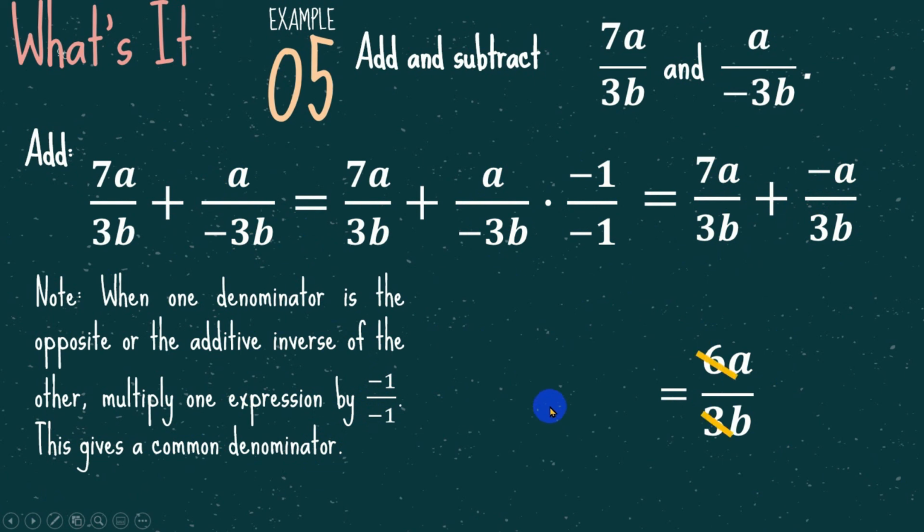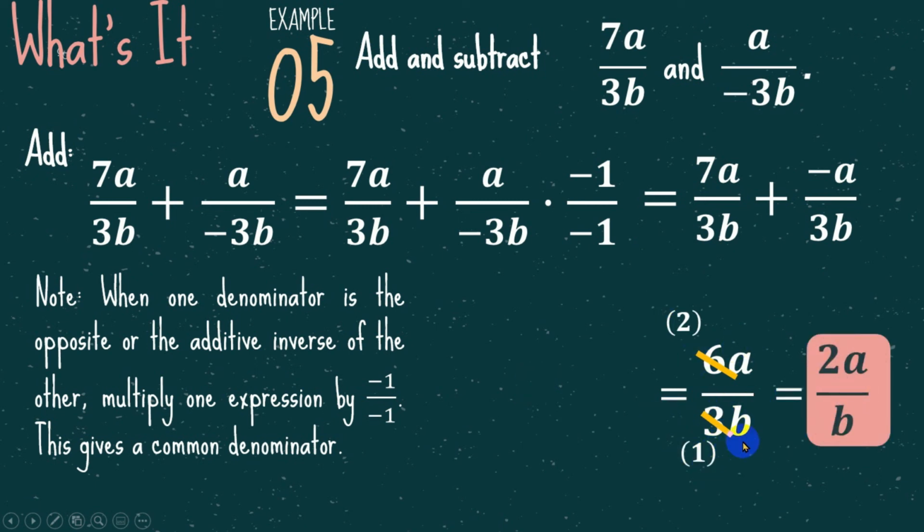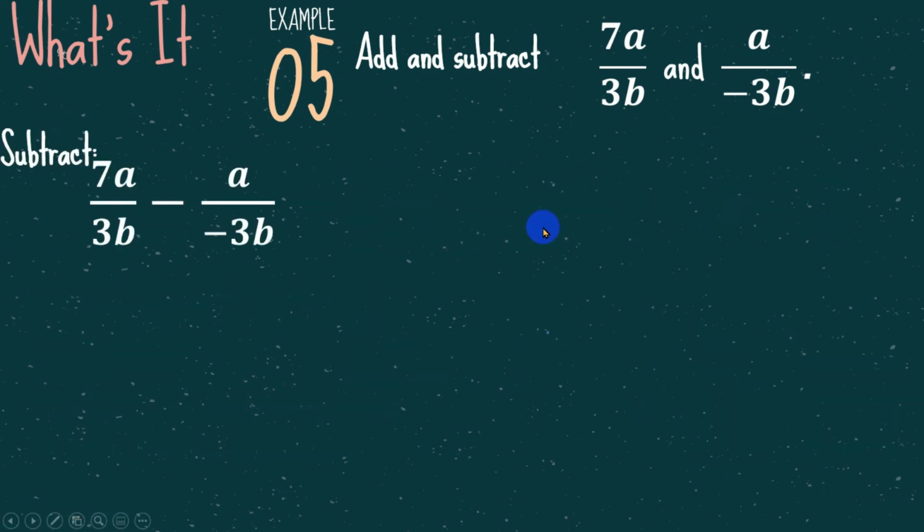We have 6 and then 3. Divisible sila pareho by 3. So, that is 2, and then 1. 2 times a is 2a, 1 times b is b. The final answer is 2a over b. So, yan po ay para sa addition. So, sum pa lang yan. How about the subtraction? So, ganun pa din.